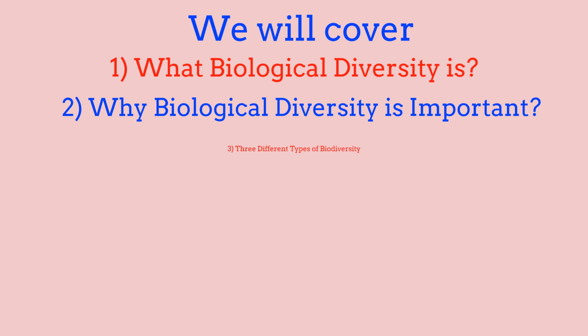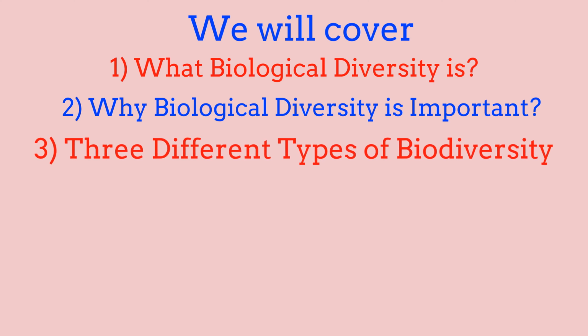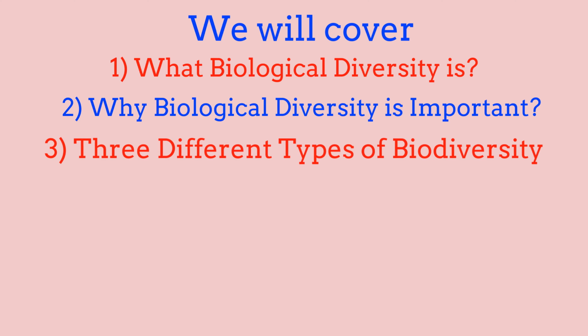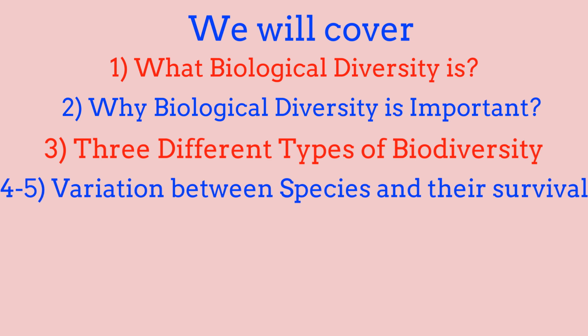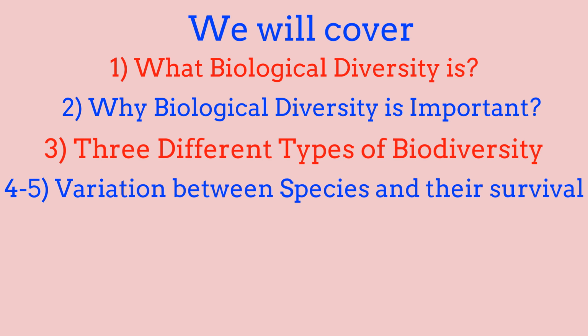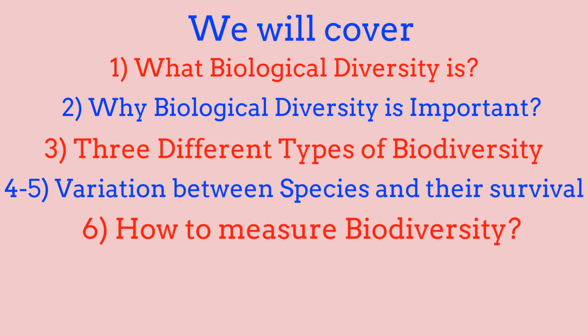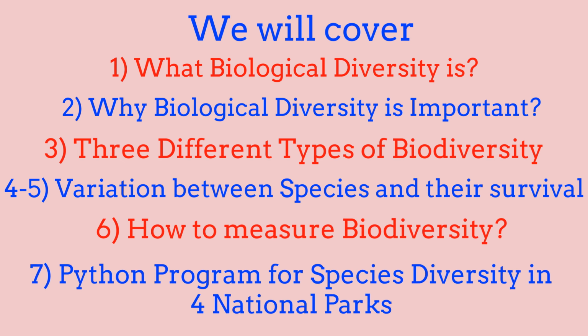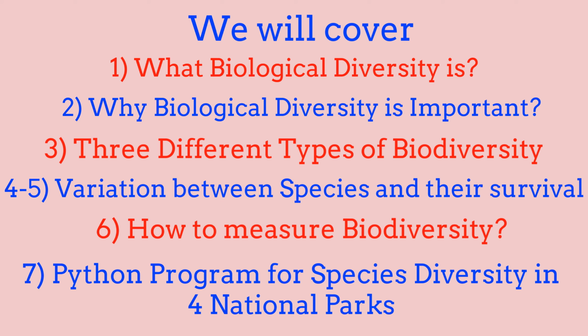Third, we're going to be looking at three different types of biological diversity, which are ecosystem diversity, genetic diversity, and species diversity. Fourth, we're going to be looking at the variation between species and the species diversity. Fifth, we're going to be looking at variation for survival. And sixth, we're going to be looking at how to measure biological diversity. And seventh, we're going to be making a Python program showcasing the amount of species in 4 different national parks.